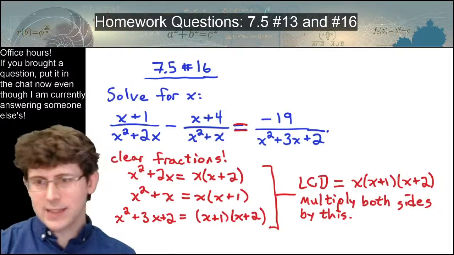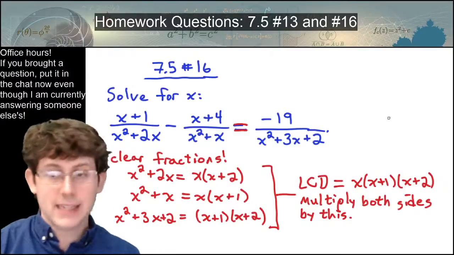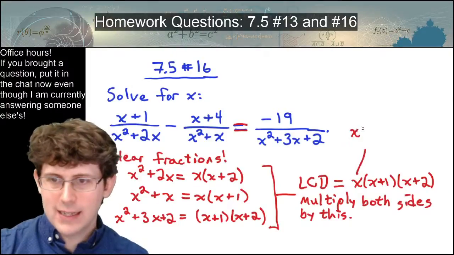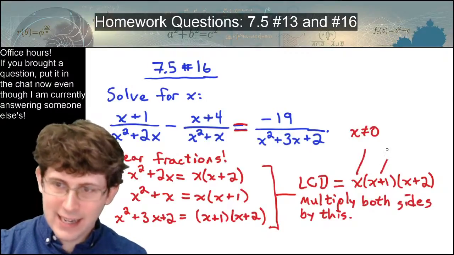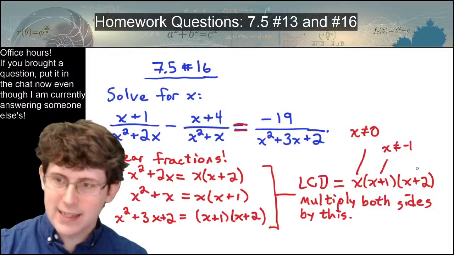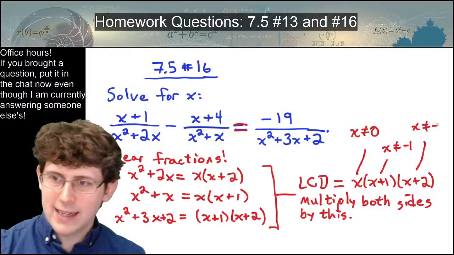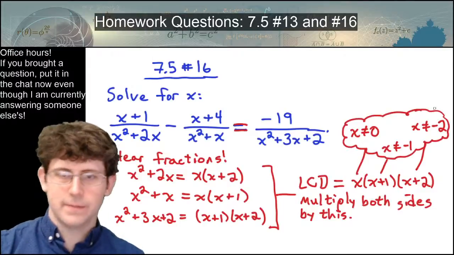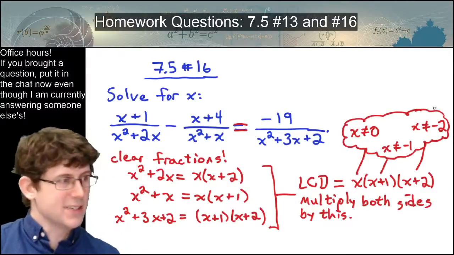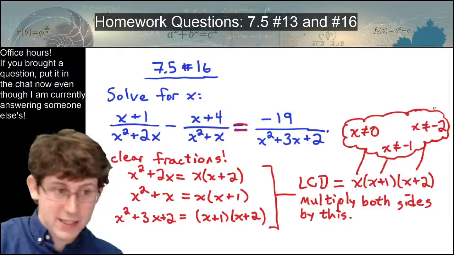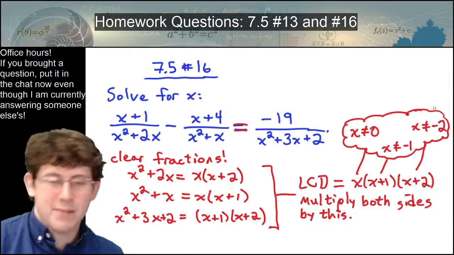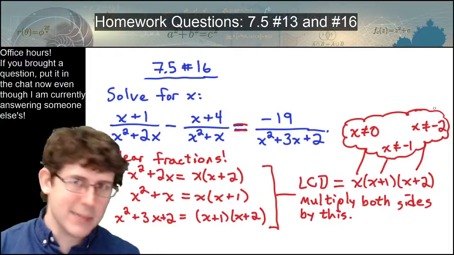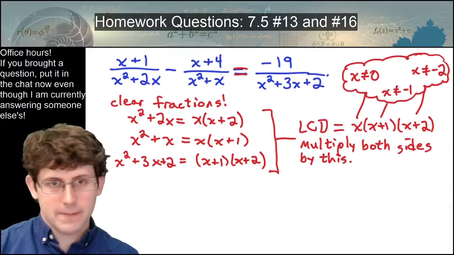At this point, I like to take a moment to remind myself that I can't multiply both sides by 0, so I need to make sure at the end that x is not allowed to be 0, x is not allowed to be minus 1, and x is not allowed to be minus 2. All of these things would have caused me to divide by 0 in the original question, but this is just a good time when I'm multiplying both sides by something to be like, okay, I don't want to multiply both sides by 0. So let's do it.